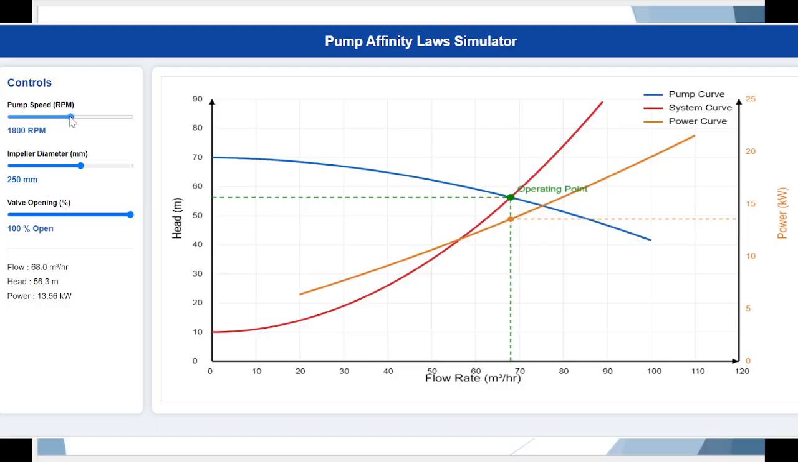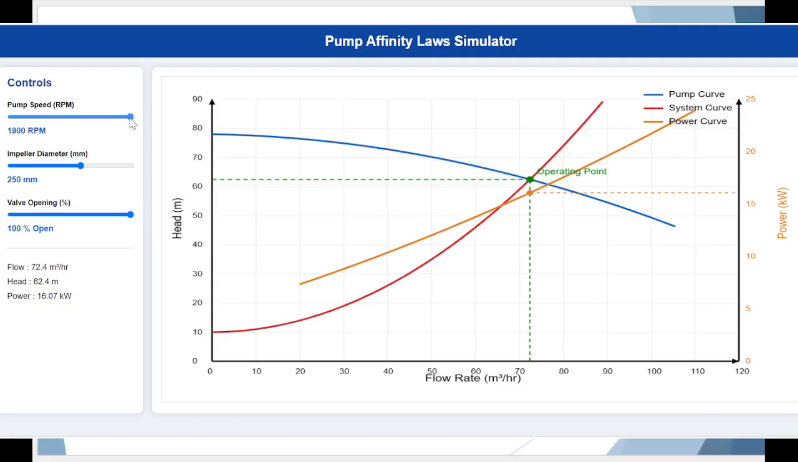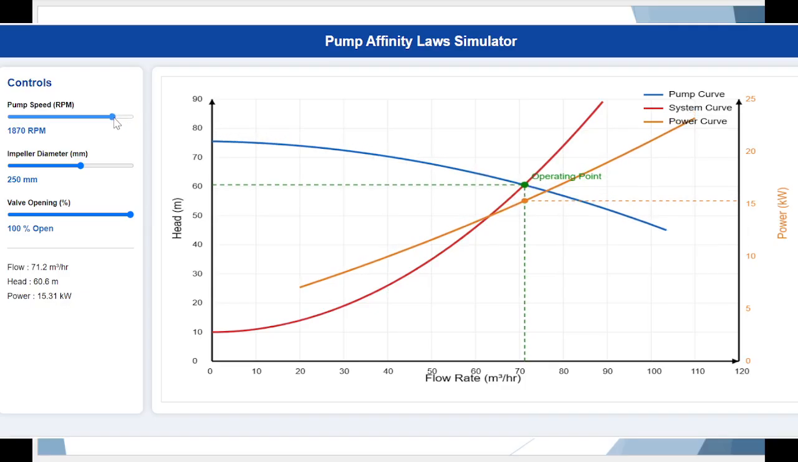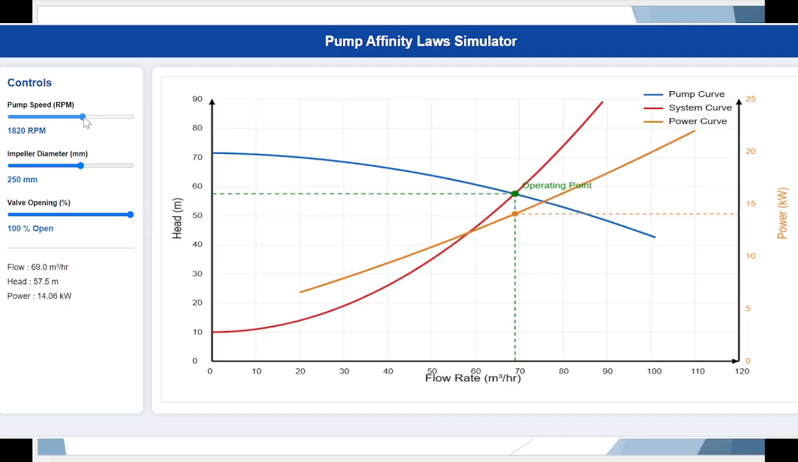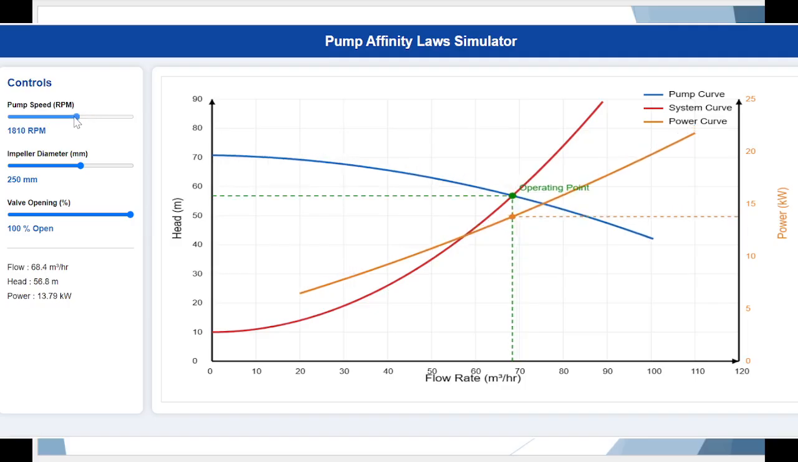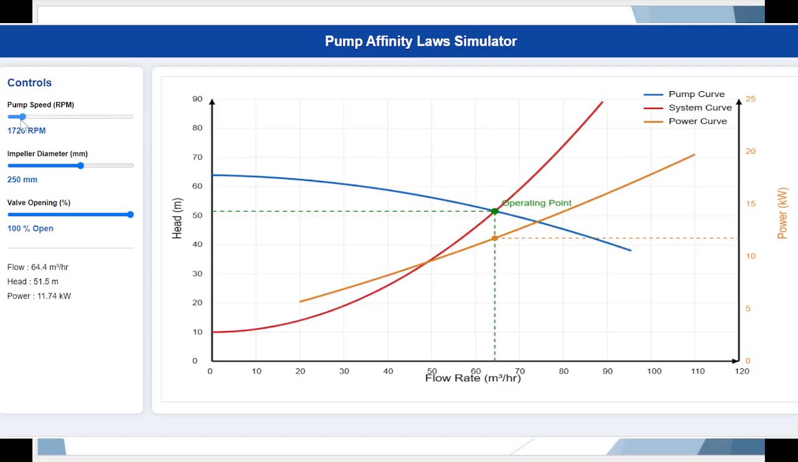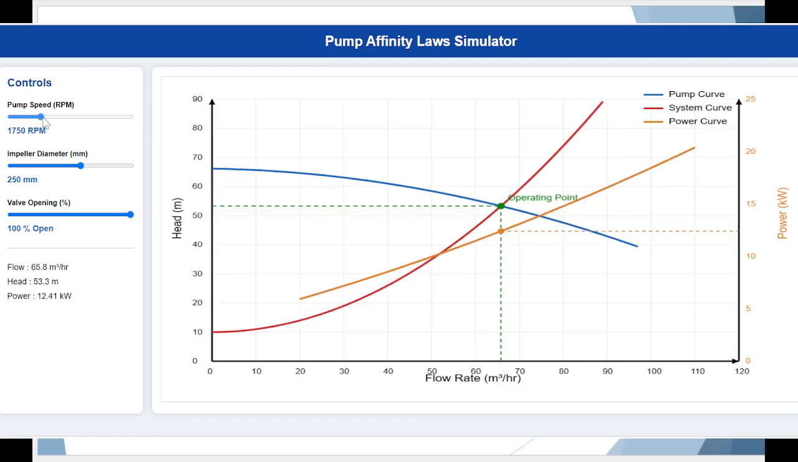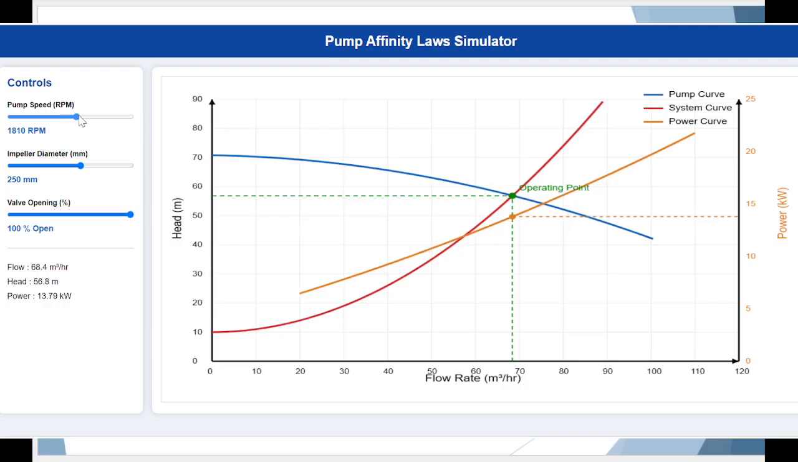Now, let's move the speed slider in the opposite direction. As the pump speed decreases, the pump curve shifts downward and toward the left. The pump can no longer produce the same head or flow. Notice that the power curve also moves downward, showing that the power requirement has decreased. Once again, observe the operating point. It moves to a lower flow rate and lower head because the pump is now operating at a lower speed.